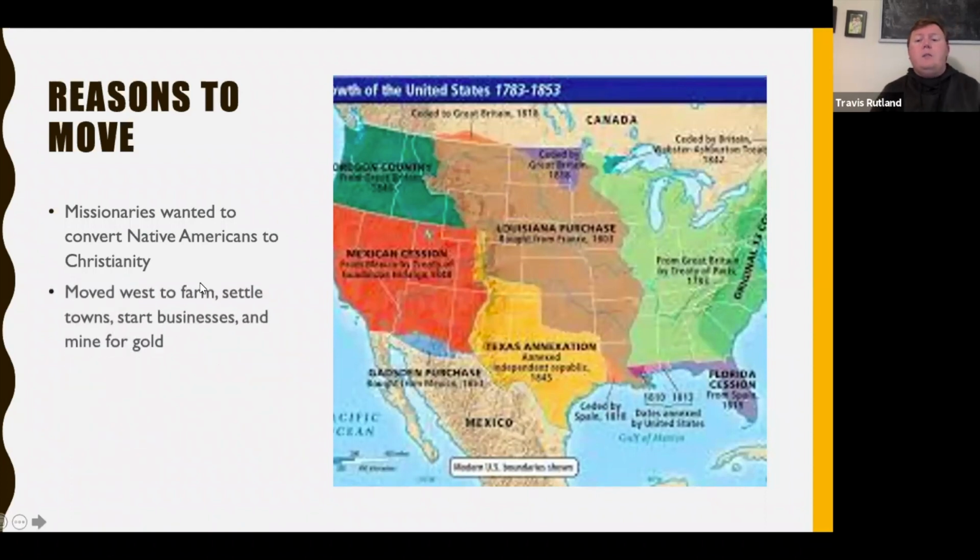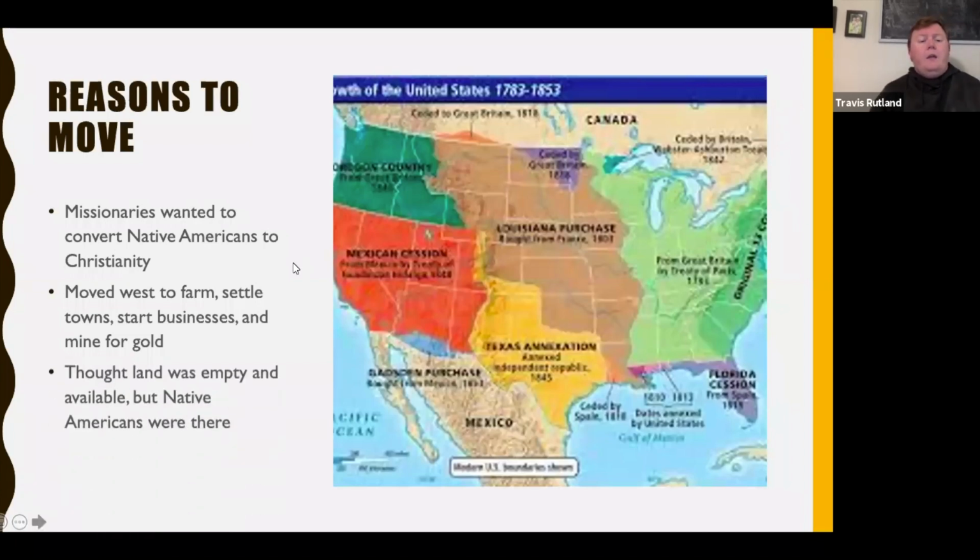We also see people move west to farm. We have a very large area of land here that is farmland, and it is still used as farmland to this day. People go and settle towns. They start businesses out here away from the east, and they also mine for gold. One group in particular that we'll talk about later will be the 49ers that go to California.